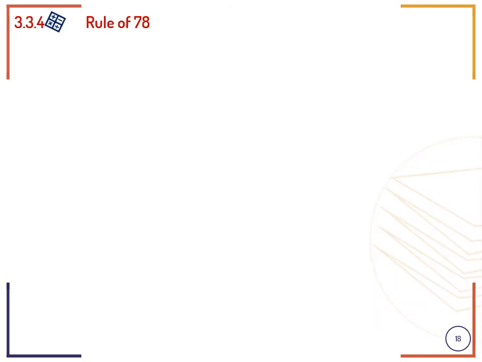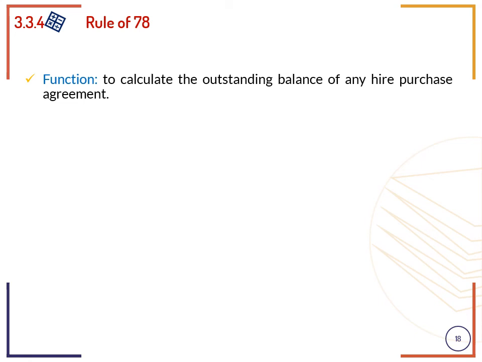Next subtopic is the Rule of 78. In Malaysia, under the Hire Purchase Act 1967, which controls the hire purchase agreement, the Rule of 78, which is sometimes called the sum of digits method, is used to calculate the outstanding balance of any hire purchase agreement. When a hire purchase loan is paid by an installment plan, the presumption is that the consumer borrows the finance charge, so-called interest, as well as the principal.